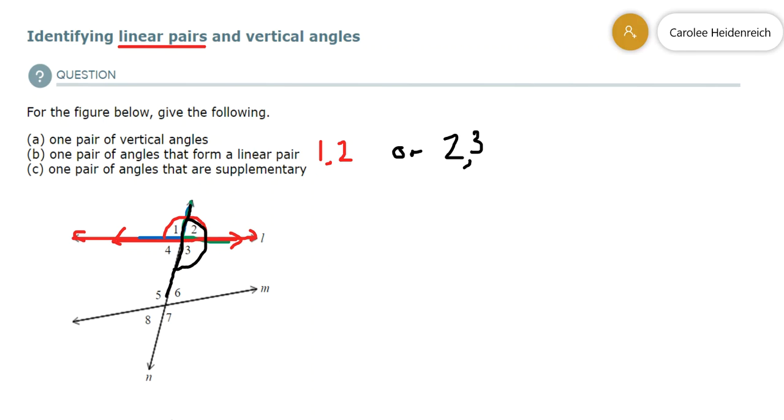On the other hand, if we are talking about vertical angles, we're talking about angles that are across from each other. They're formed by intersecting lines. For example, angle 1 and angle 3 make a set of vertical angles. Another example down on the bottom, maybe 6 and 8, because they're across from each other. They are formed by those two intersecting lines. So 6 and 8.